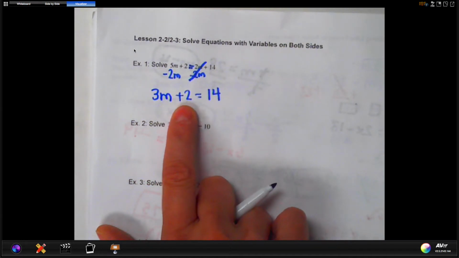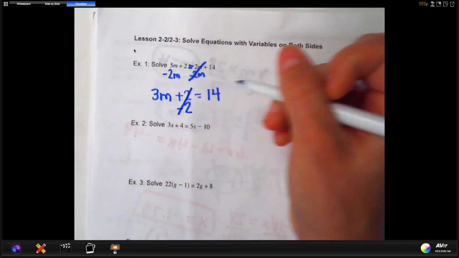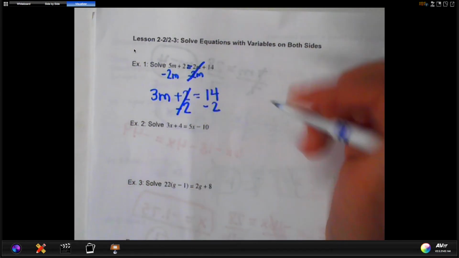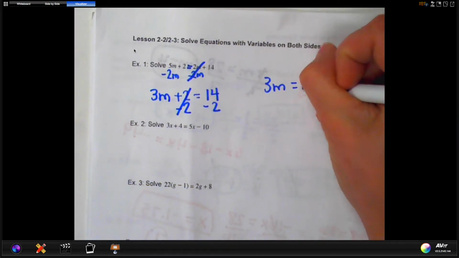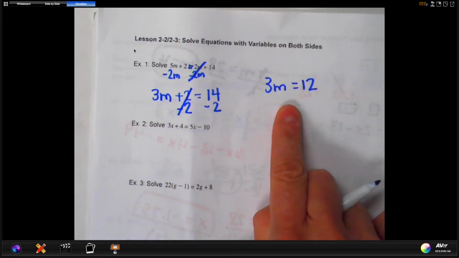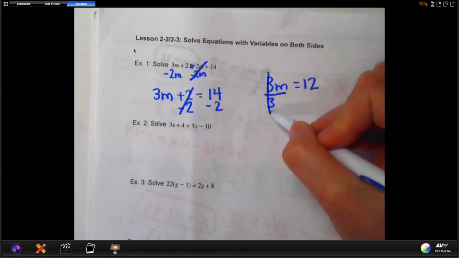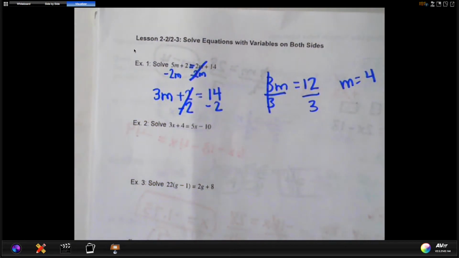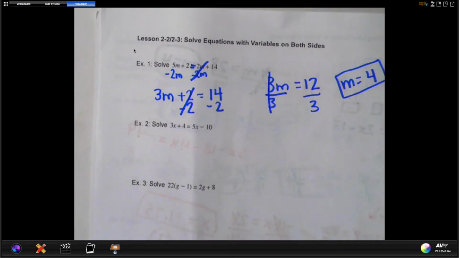Okay, so let's start with the 2. The opposite of plus 2 would be minus 2, so let's cancel that. And so we'll minus 2 from the 14, leaving us on this side with just 3m and the equal sign, and then 14 minus 2 would be 12. And then to get the 3 out, remember this is 3 times m, so to undo a times we would divide by 3, and we divide by 3 here, and we get m equals 4. That's our first answer. Okay? All right, let's try another one.